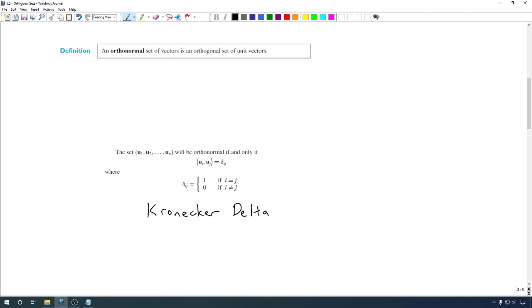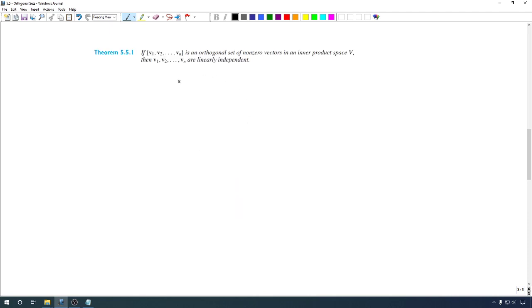Now, what makes these so useful? Why do we care so much about sets of orthonormal or orthogonal vectors? Well, if we have an orthogonal set of non-zero vectors, specifically non-zero here, technically that was part of our definition of orthogonal set, but 0 is orthogonal to everything. But here we specifically need to leave out 0. If we have an orthogonal set of non-zero vectors in an inner product space, then those vectors are automatically linearly independent. This is pretty easy to prove. All we need to really do is set up our linear combination of these vectors.